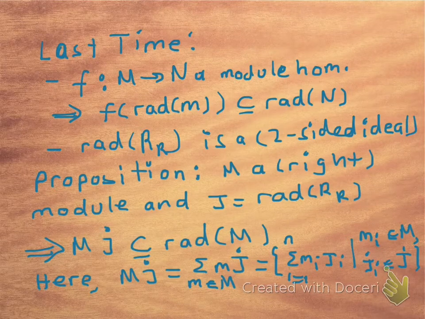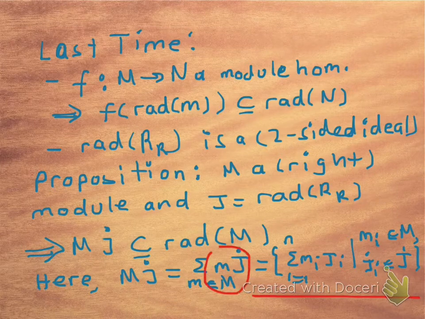namely this. The product of a module M and the Jacobson radical of the ring considered as a right module is contained again in the Jacobson radical of the module. For those of you who are not familiar with what the product is, here's its definition: simply the collection of finite sums of finite products of this form. And it can also be viewed like so.